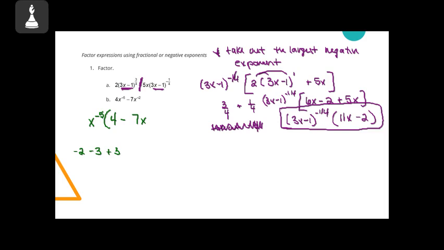Now, why did I pick -3 and plus 3? Well, because I need to take out -5. I now have -5 to take out. What's left? A positive 3. And that is the final answer for this one.